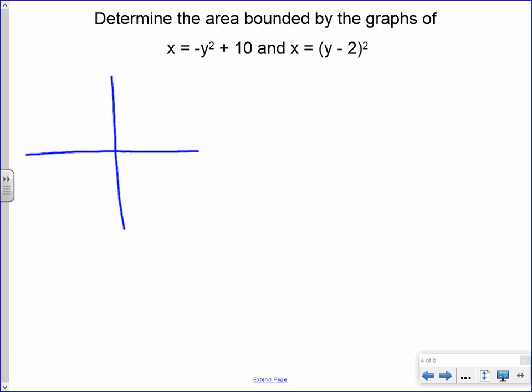So x equals negative y squared plus 10. Well, that means if we plug in 0 for y, we have an x-intercept of 10. And no vertical movement since nothing is attached to the y. And then since the y squared is negative, we know that this is going to open to the left.